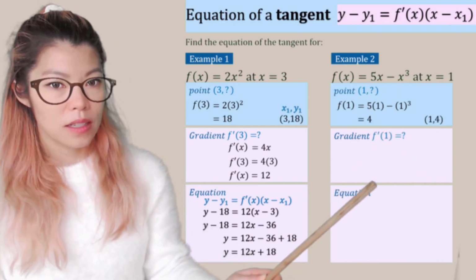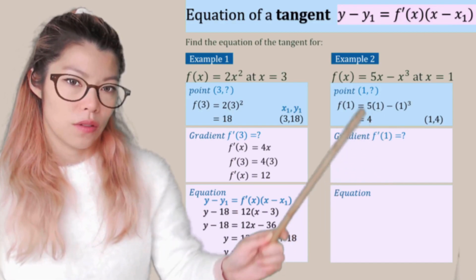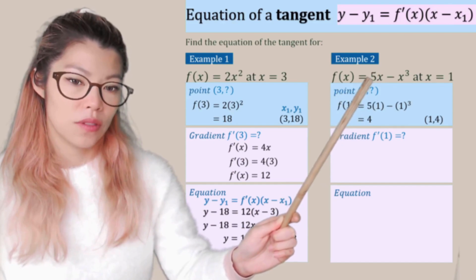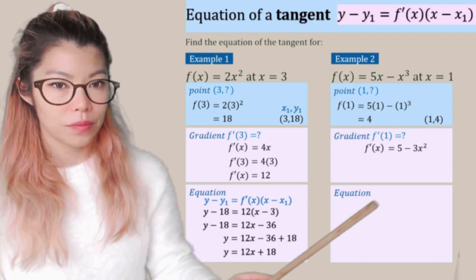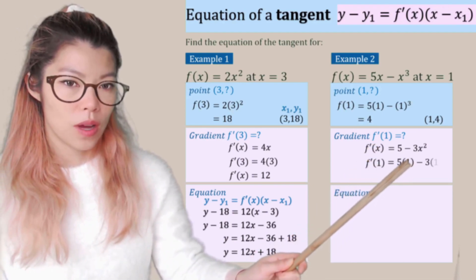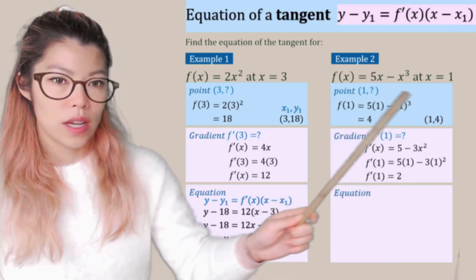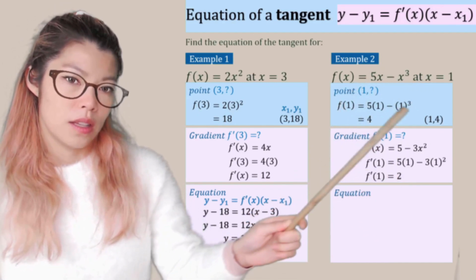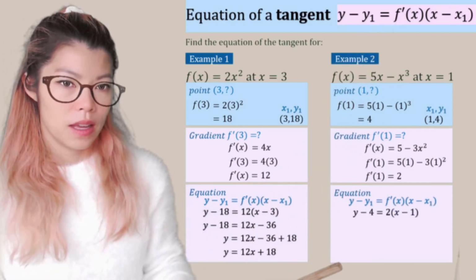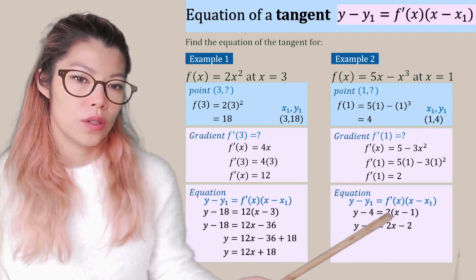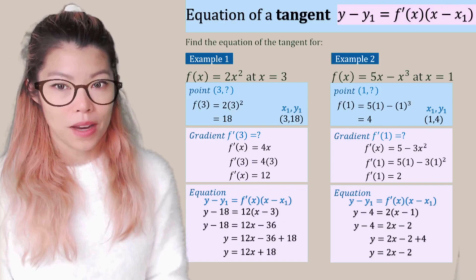Then we find the gradient. So that is f dash 1. What is that equal to? Finding f dash x first, that's 5 minus 3x squared. So at 1, sub in 1, we have 5 minus 3, which is just 2. So the gradient at x equals 1 is 2. So we have a point and we have a gradient. Let's sub it into that equation. So now we have y minus 4 equals 2x minus 2. Bring the 4 over, and we have y equals 2x plus 2.